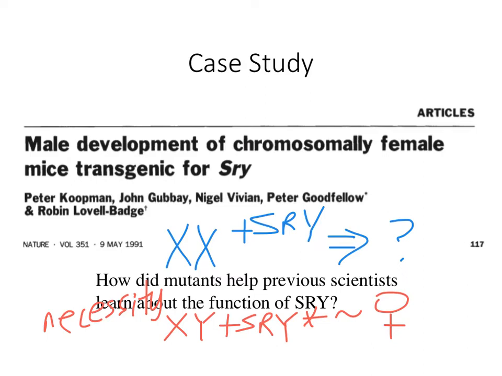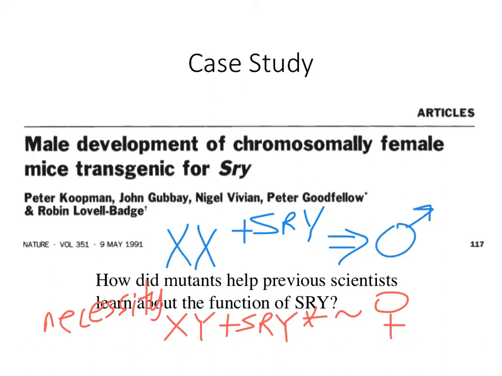They would expect the mouse to be phenotypically male. Right. So if SRY is something that triggers male development, then if you put that gene into a mouse that doesn't have a Y chromosome, if SRY is all you need, then it should become male. That was their prediction. That was what this whole paper was about.